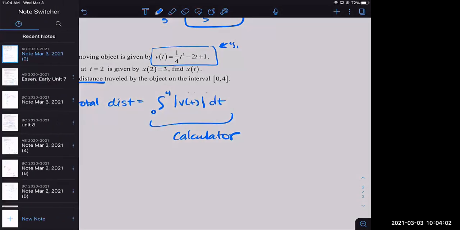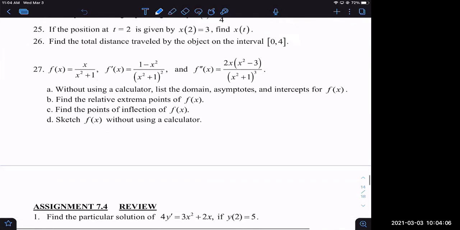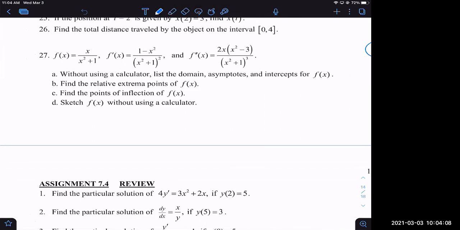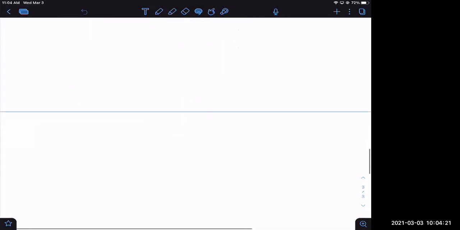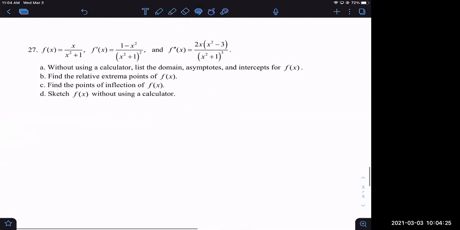But that wasn't the question you guys asked. You guys asked for 27. 27, of course. Okay, they give us f prime, f double prime. Okay, domain. What value can x not be?